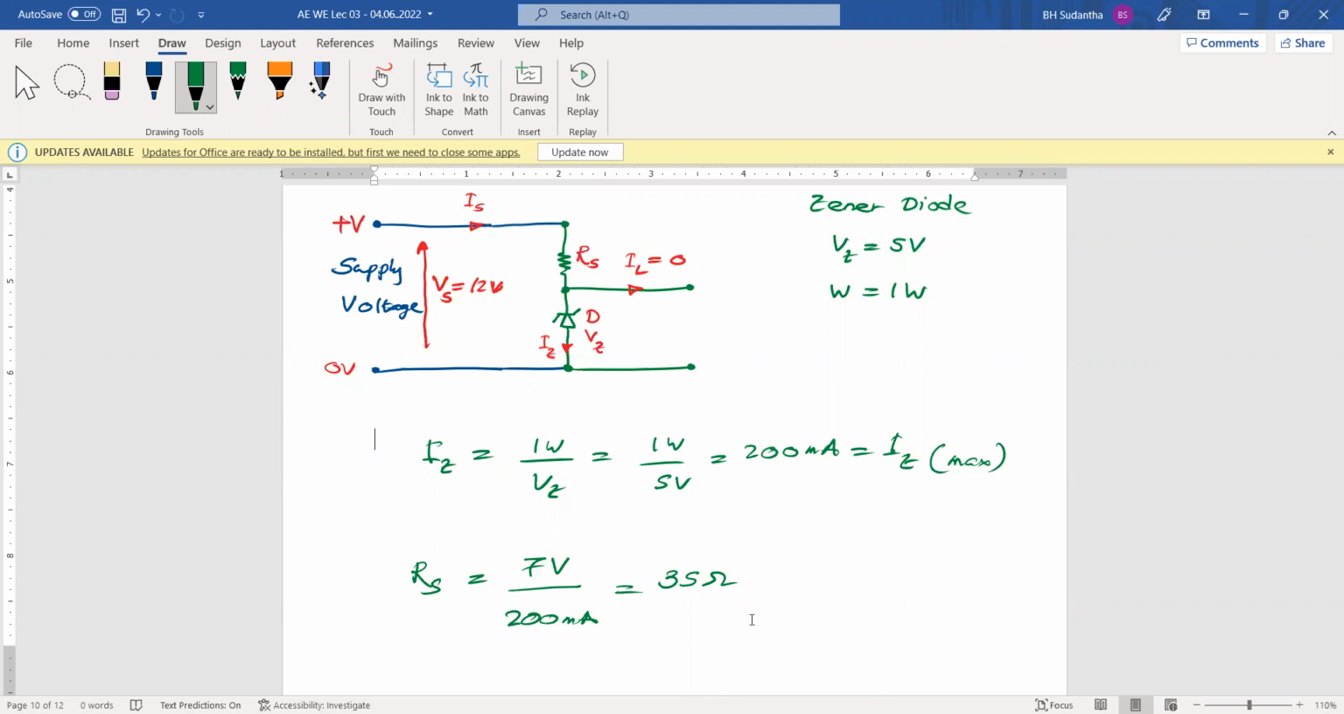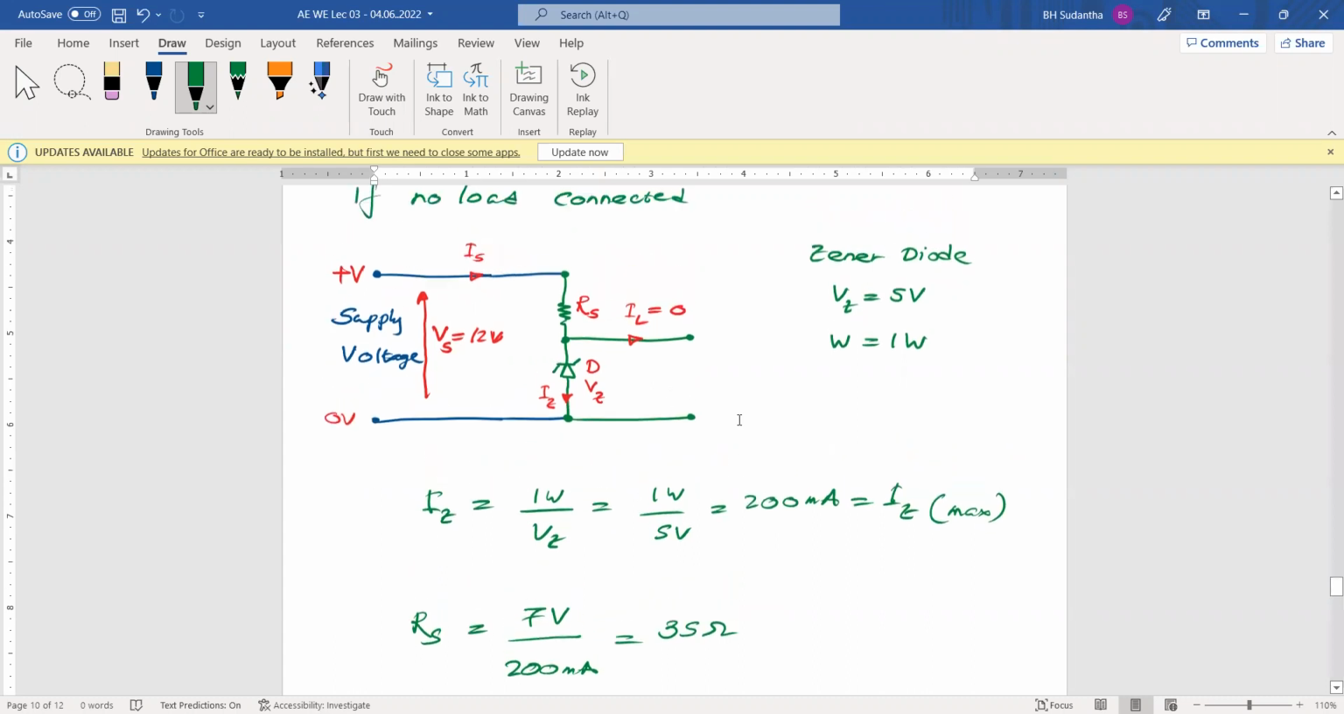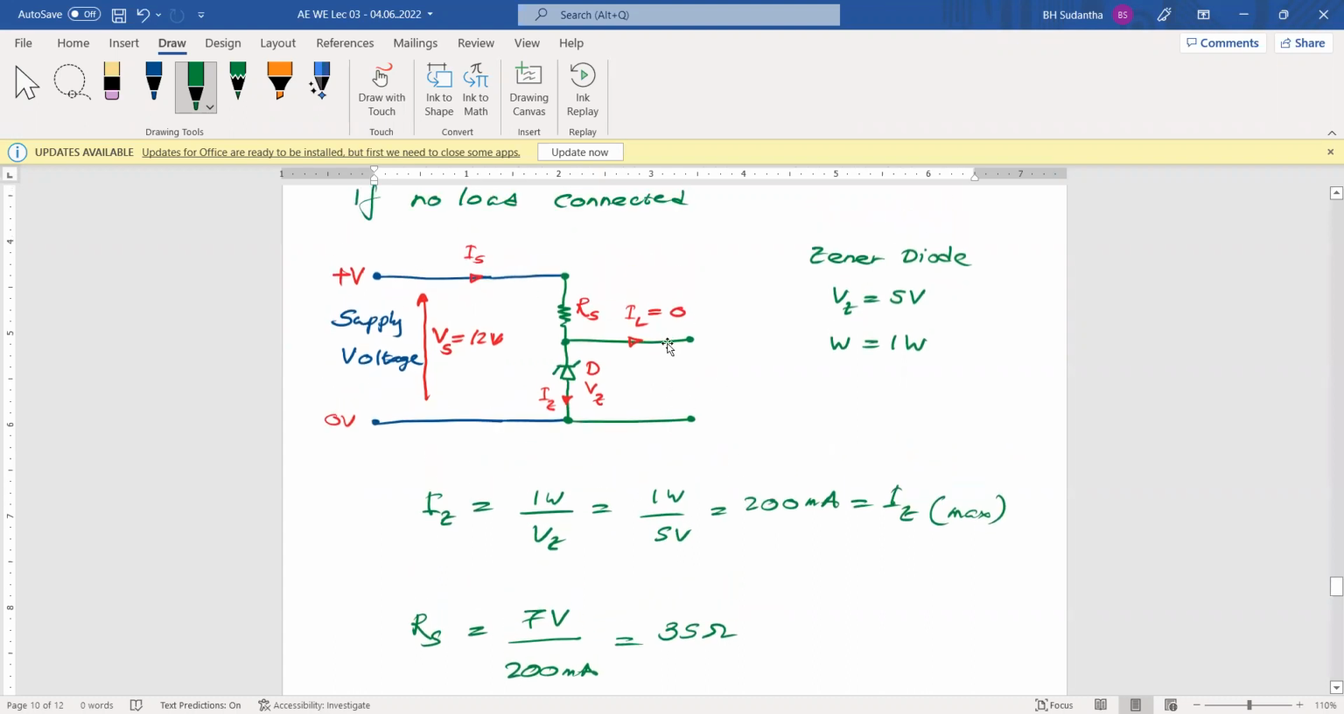The maximum Zener current that it can handle can always be taken as a constant value. Maximum Zener current means the case when the load is not connected, because if the load is connected, the load can take some current. Then there is no problem.